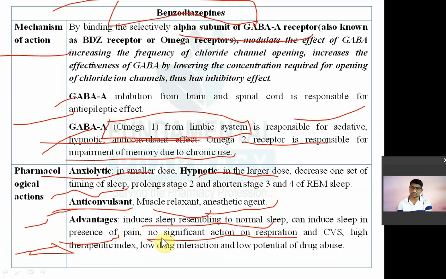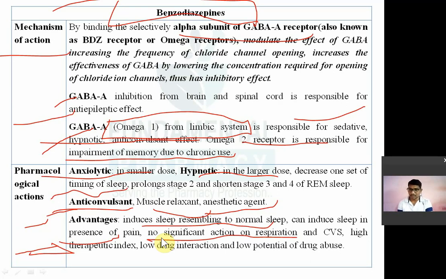We will see everything about barbiturates in the upcoming slides. Just try to understand over here why benzodiazepines are superior to barbiturates. Because they induce sleep in the presence of pain also, and the sleep resembles natural sleep. Then no significant action on respiration, means they are not respiratory depressants, whereas barbiturates are respiratory depressants. Again, barbiturates will cause other complications like metabolic acidosis and so on. These drugs will not cause that.